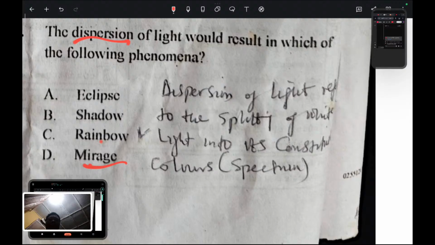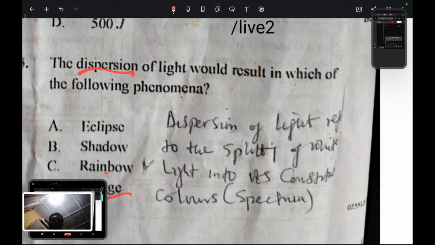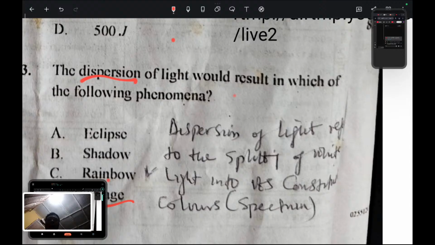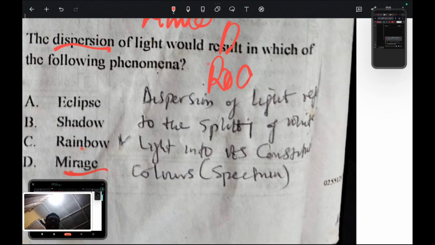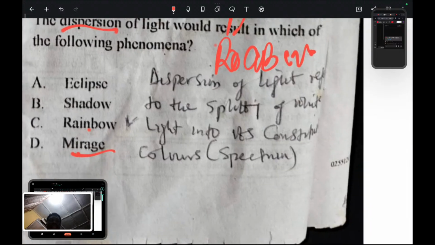So when we have white light, let me use this medium to explain this. White light will give us 7 colors, right? Yes. And which gives us ROYGBIV.